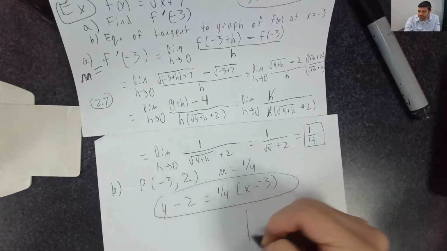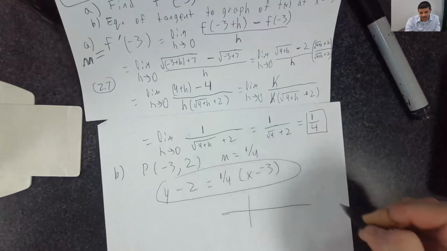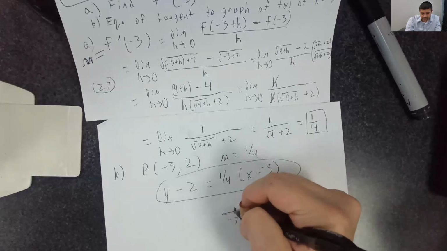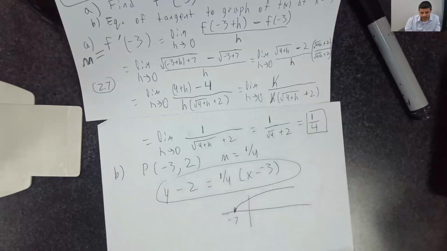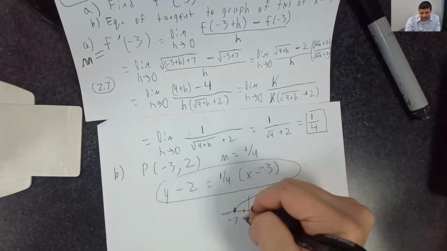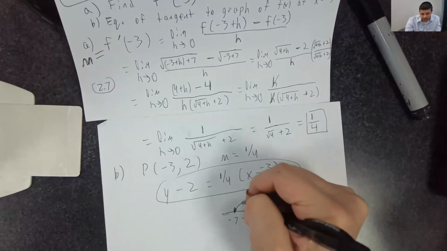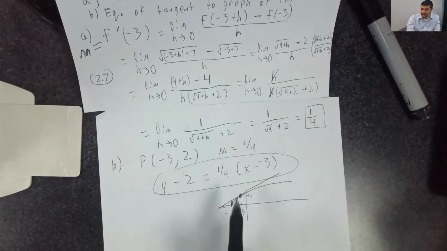And what does this look like? I guess pictures are fun. So -7. Here's the graph. Okay, so at -3, the y value is 4. So I have this point, and what did I compute? What's this line? How do I draw this line? I have a graph, and I draw the tangent line. Right, and that's this line.